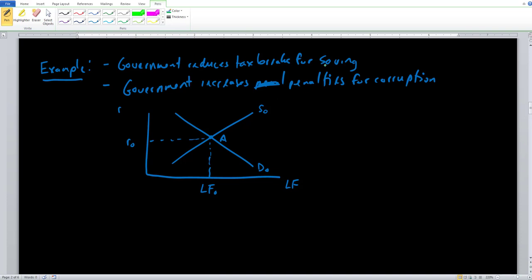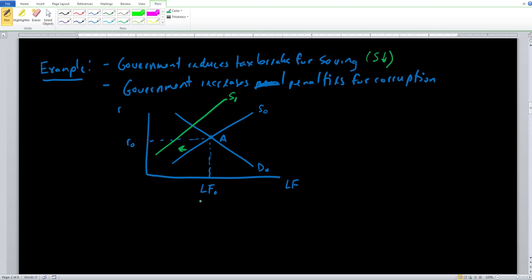Well, the key word that you see right here is savings, so you know for sure it's going to be affecting supply. If they reduce the tax breaks for savings, that's going to affect supply, and it's going to be affecting it in a negative manner. So supply is going to go down. You don't want to put as much money into the banks as you did before. So as supply goes down or decreases, we shift our supply curve over to the left. So here, shift it over to the left, we have S1 right here, our new supply curve.